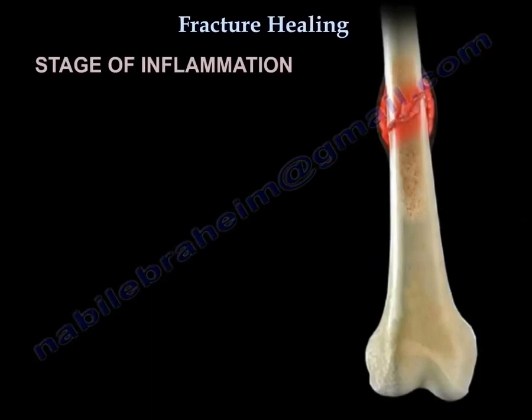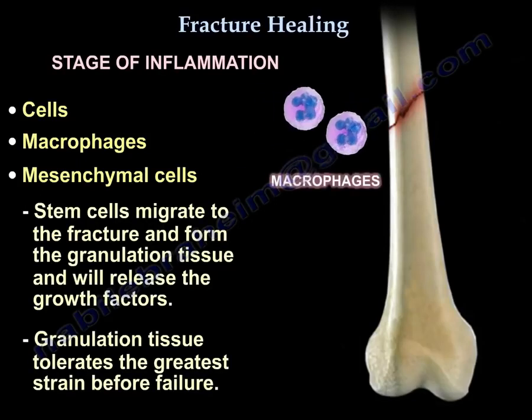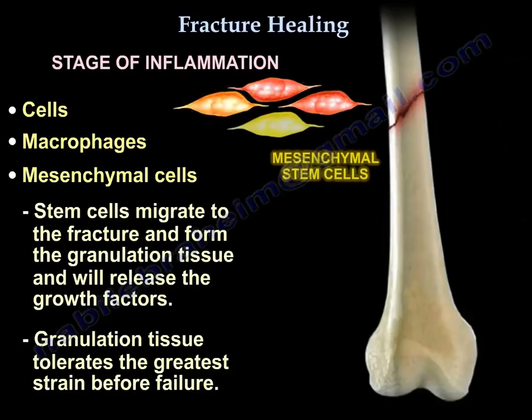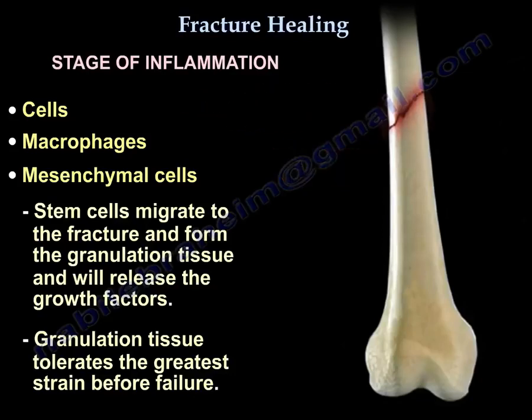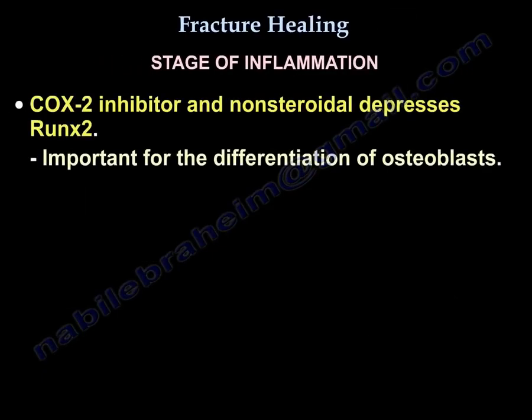Then the stage of inflammation comes. The macrophages, the mesenchymal cells, the stem cells migrate to the fracture, form the granulation tissue, and release the growth factors. Granulation tissue tolerates the greatest strain before failure. COX-2 inhibitors and non-steroidal anti-inflammatories affect Runx2, which is important for the differentiation of osteoblasts.